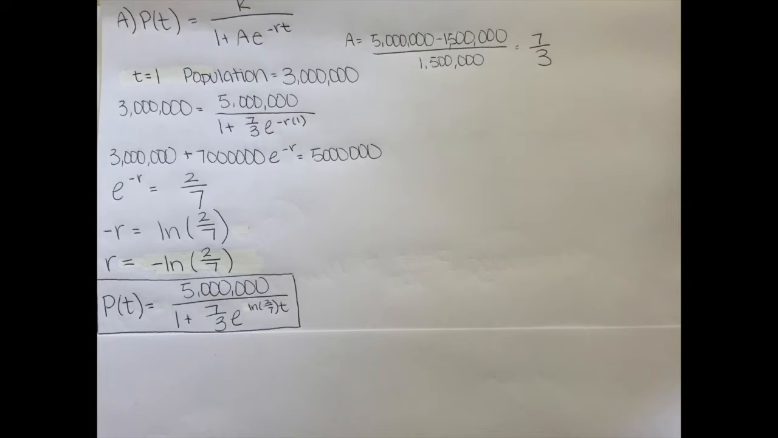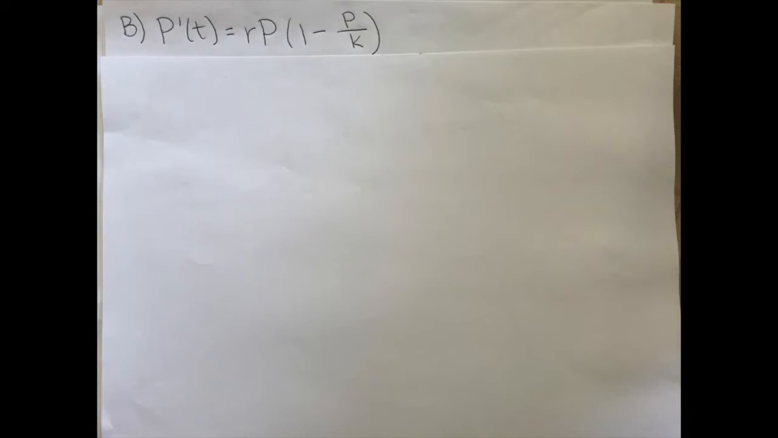So if r is equal to negative ln of 2/7, then negative r is equal to positive ln of 2/7. Moving on to part b, find P'(t). Recall that the formula for P'(t) is r times P times (1 minus P over K), where K is again the carrying capacity, and r is the rate that we just found.